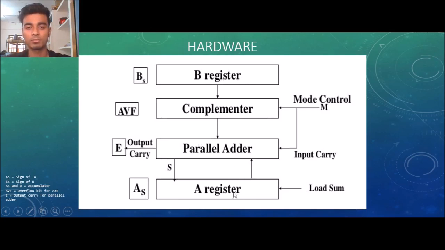In addition, the value of M, that's the mode bit, is determined using XOR of AS and BS. When AS XOR BS is 0, this circuit is in addition mode. So the complementer won't work and the input carry and mode bit have equal values. So input carry will be 0. Therefore A will come as it is and B will come as it is as well.